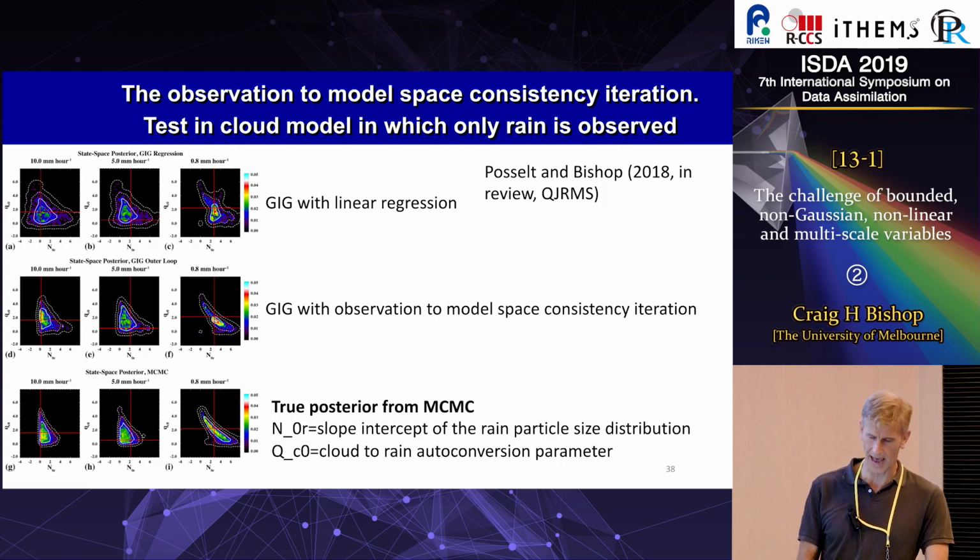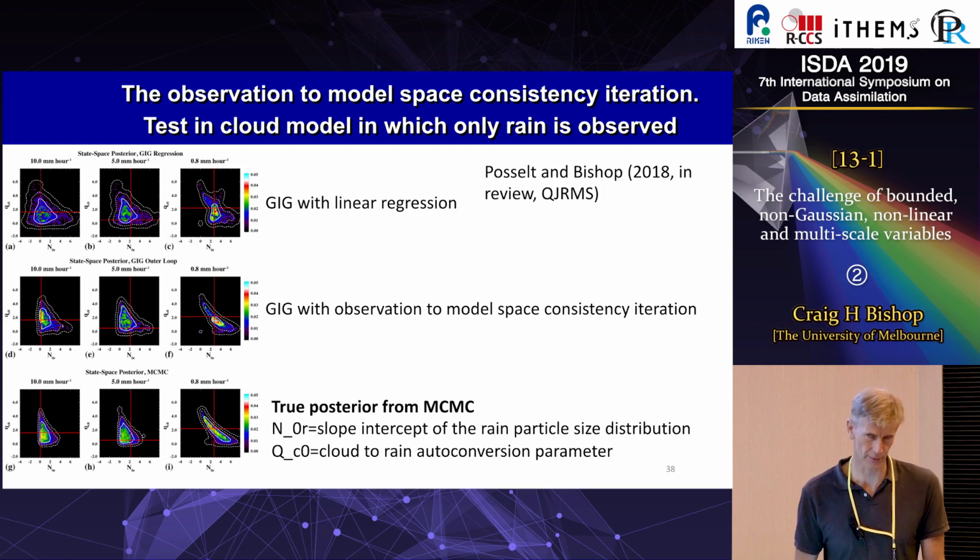And you can see, by doing the out-of-model observation to model space consistency iteration, it starts looking a lot more like this than it did up there. So really looking a lot better. Even for the 1D case, you can see how much better it looks.